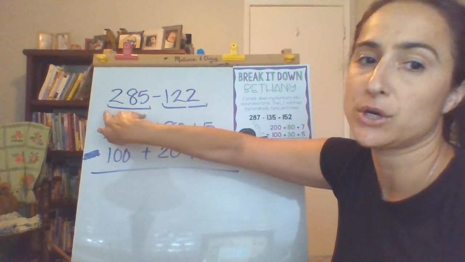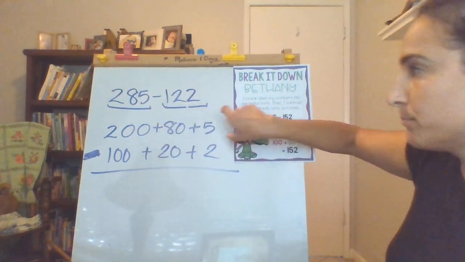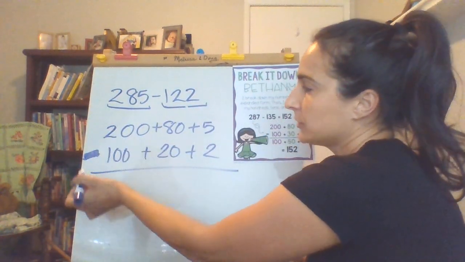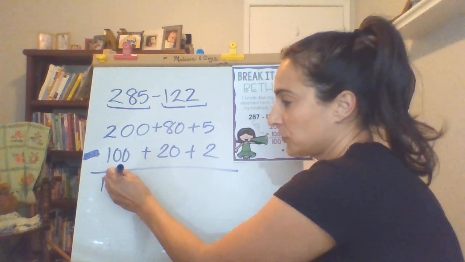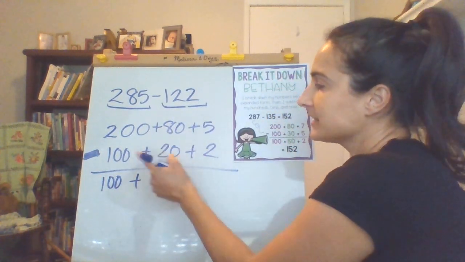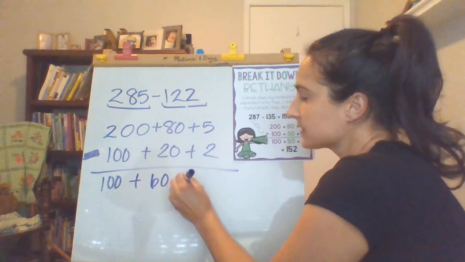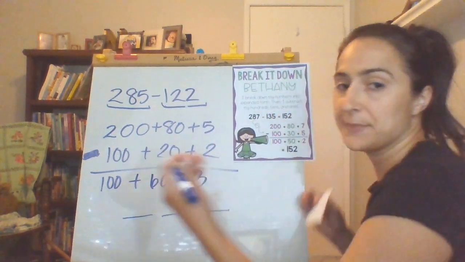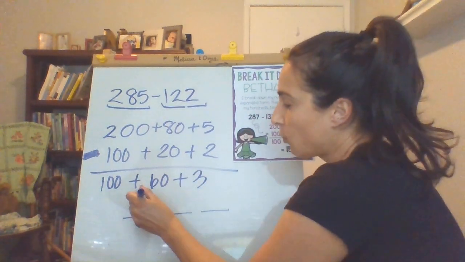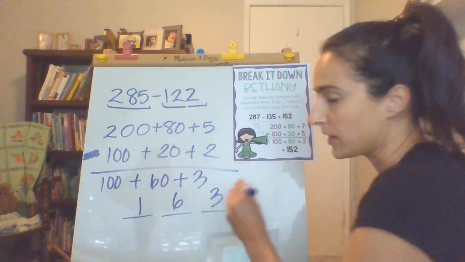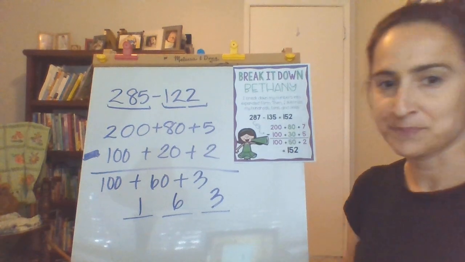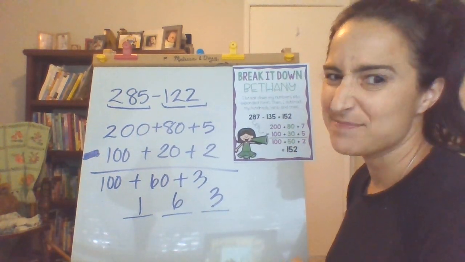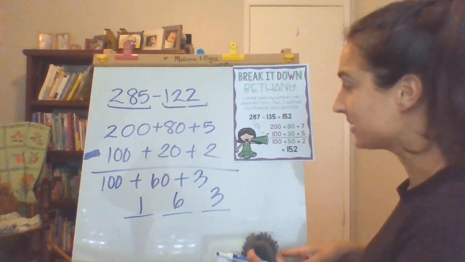The bigger number goes first. Now, 200 minus 100 is 100. 8 tens minus 2 tens is 6 tens. 5 minus 2 is 3. Add them up into standard form: 100, 6 tens, 3 ones. 163. All right, Bethany. I have one more problem here, and it might be a little challenging, so I'm going to do that one next.